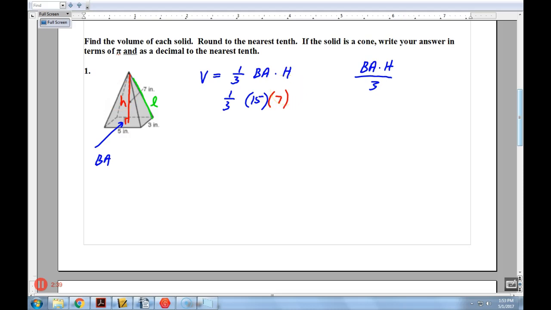And so I crank this out. 1/3 times 15 is 5 times 7, or 35 cubic inches. Okay, just like yesterday, our units are cubic. Or you could have done over here 105 divided by 3 if you didn't want to mess with the 1/3. So either way will work.